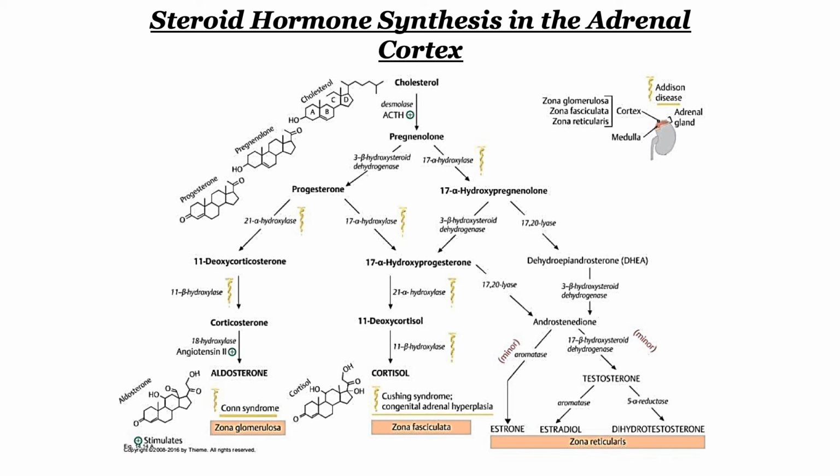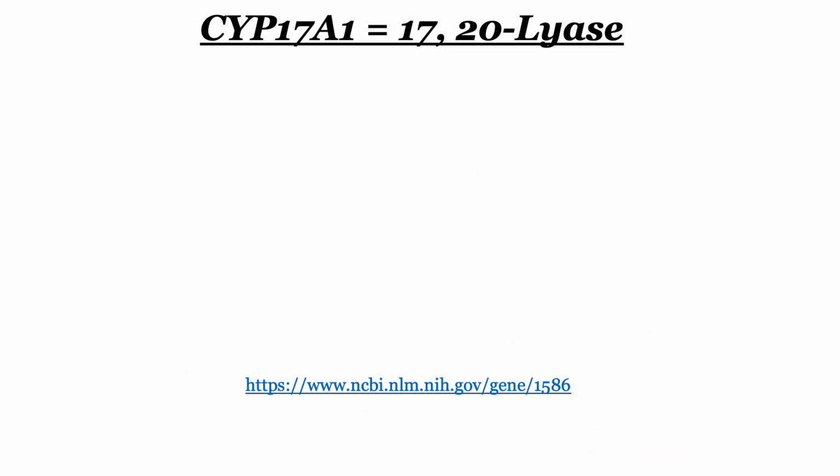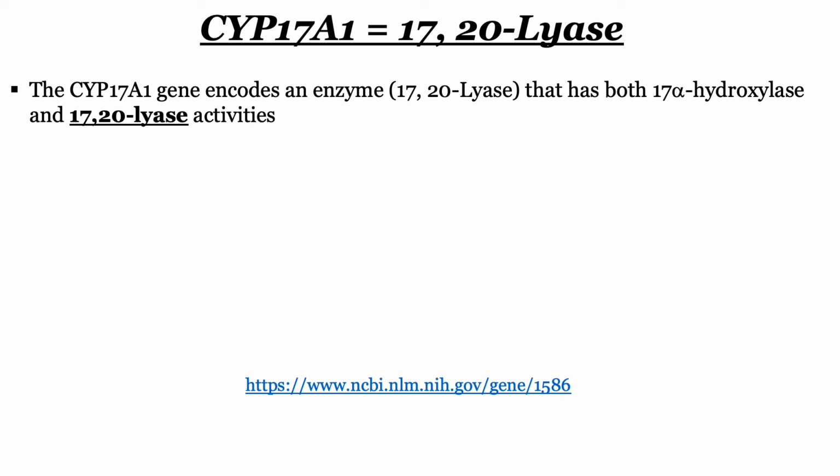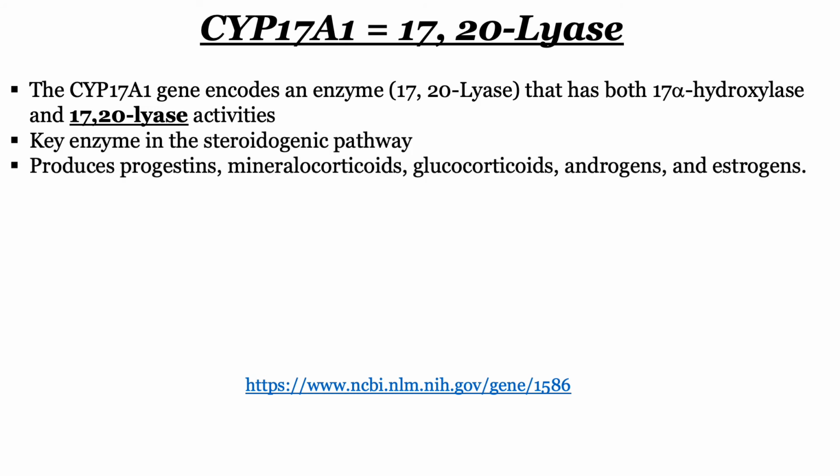I'd like to focus in on steroid hormone synthesis in the adrenal cortex. Again, here's the picture from your textbook, and 17,20 lyase is here and here. And we have a couple of things to point out in this slide. CYP17A1 is the same thing as 17,20 lyase. In particular, the gene is called CYP17A1 that encodes the enzyme 17,20 lyase. And that enzyme has both 17-alpha hydroxylase as well as 17,20 lyase activities. It's a key enzyme in the steroidogenic pathway to produce progestins and other steroid hormones.